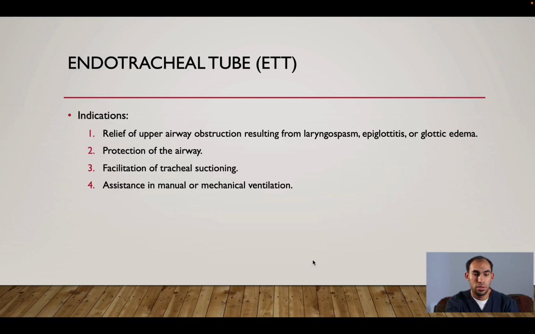The last one in artificial airways is the endotracheal tube. This is the most common one in a code; we will use the endotracheal tube. So what are the indications of the endotracheal tube? Relief of upper airway obstruction resulting from laryngospasm, epiglottitis, or glottic edema. Protection of the airway. Facilitation of tracheal suction. And the last one is assistance in manual or mechanical ventilation.